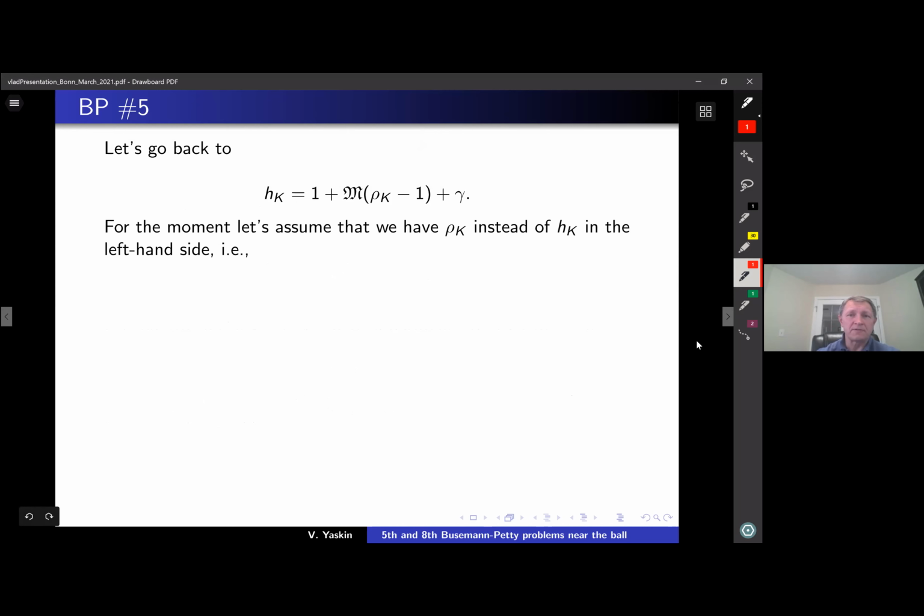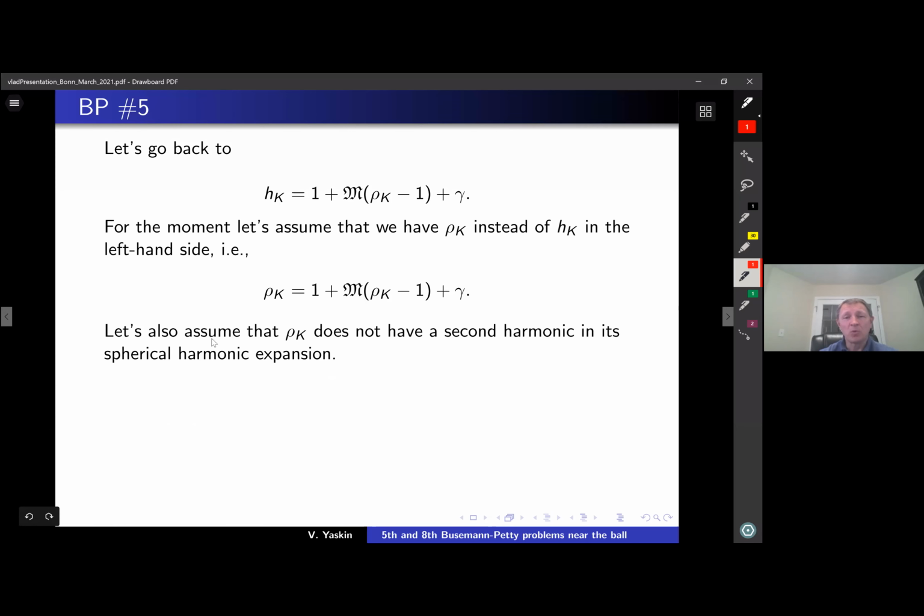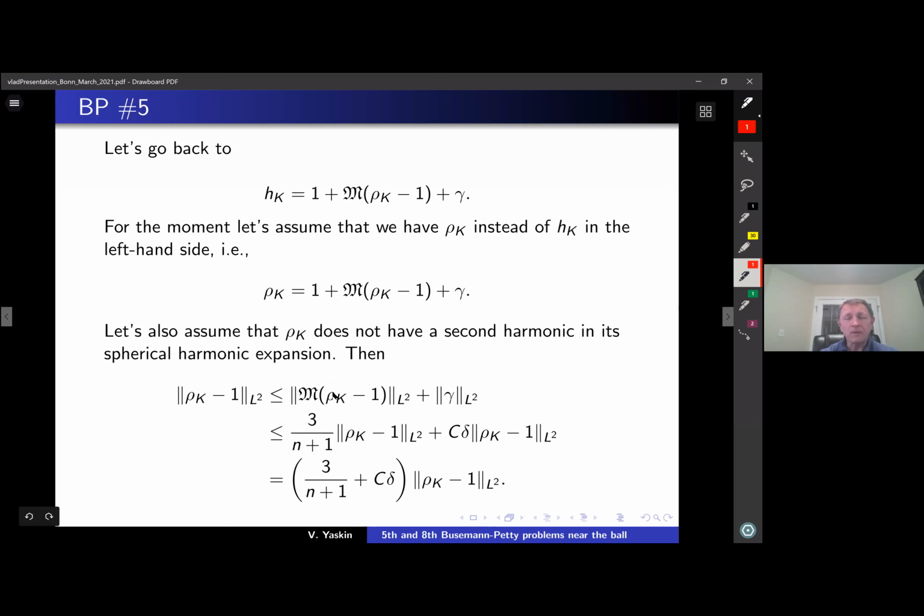Okay, so we know its coefficients. So let's look at this equation. For the moment, I want to simplify this equation. So let me assume that instead of h K, I have rho K in this equation. In other words, I have this equation. And moreover, let me assume that rho K doesn't have a second harmonic in its spherical harmonic expansion. So with these simplifications, I can get what I want. So the L2 norm of rho K minus 1 from here can be estimated from above by the L2 norm of this operator applied to rho K minus 1 plus this small term gamma, right?